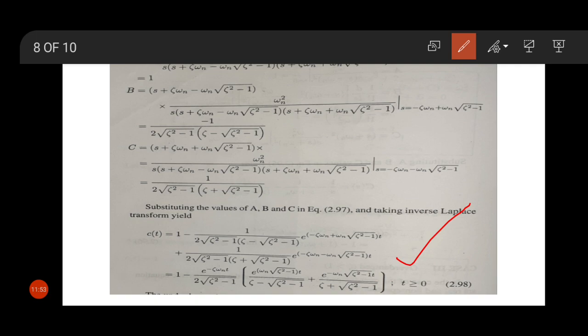So in this lecture I have derived the three output responses of the second order system: for zeta equal to 1, for zeta less than 1, and for zeta greater than 1.